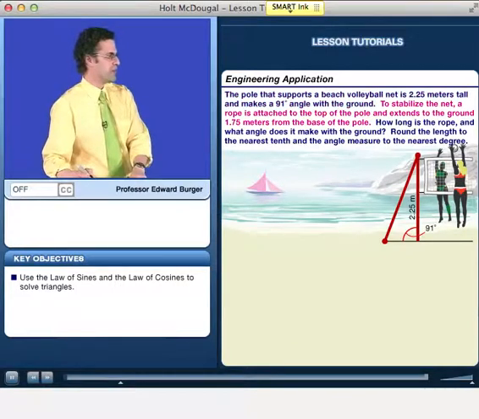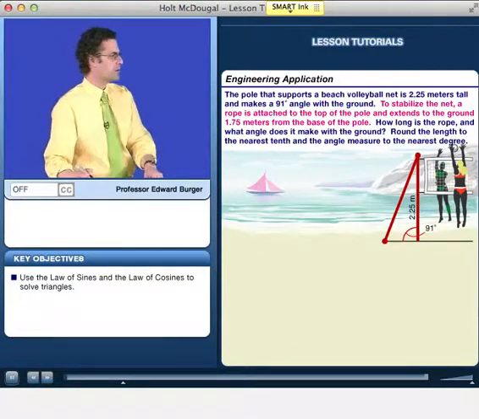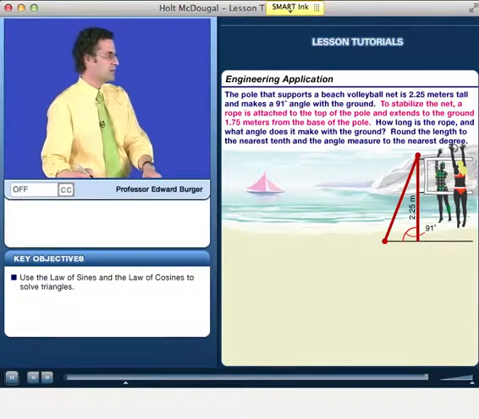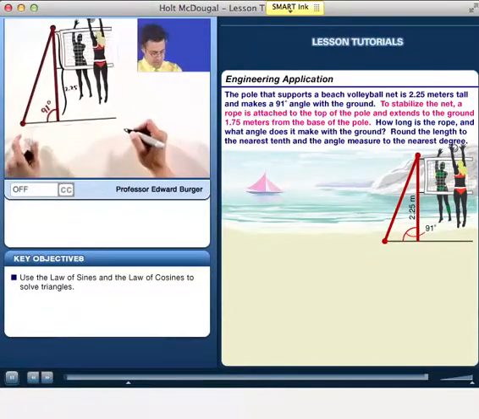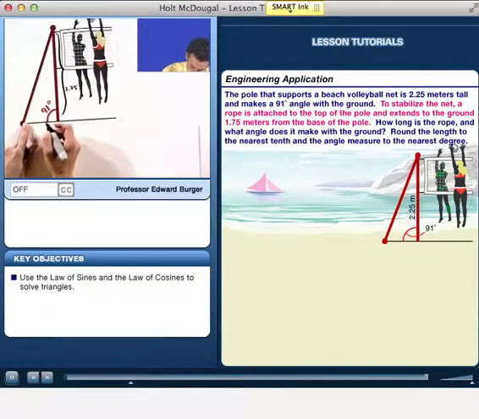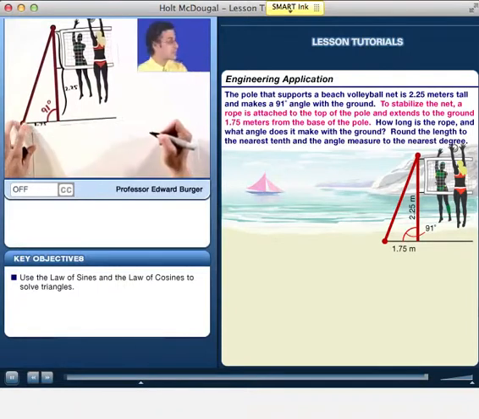So to stabilize the net, we have this rope that's attached to the top of the pole and extends to the ground. And that distance away is 1.75 hundredths of a meter, or 1.75, from the base. So there we have that.